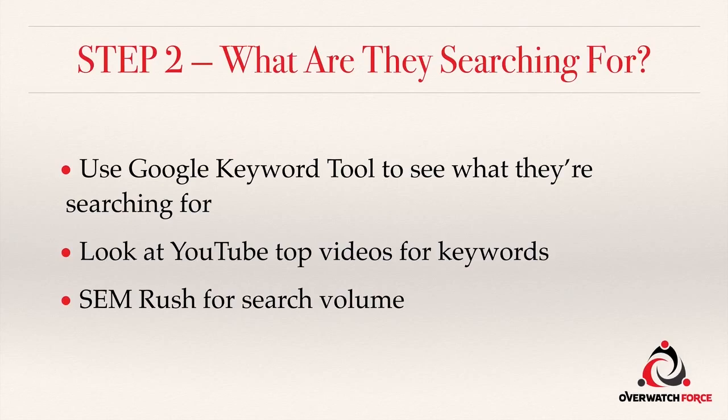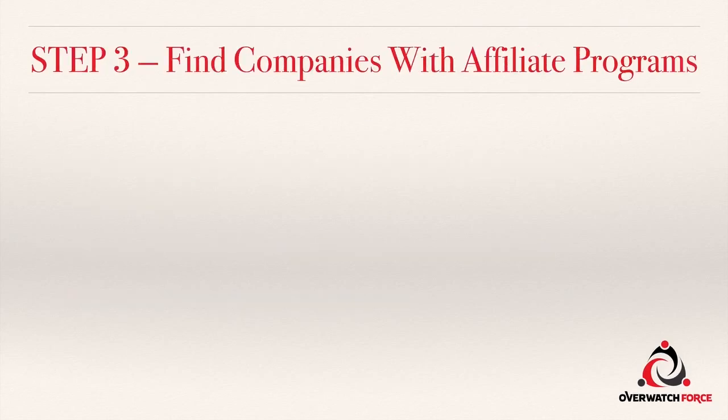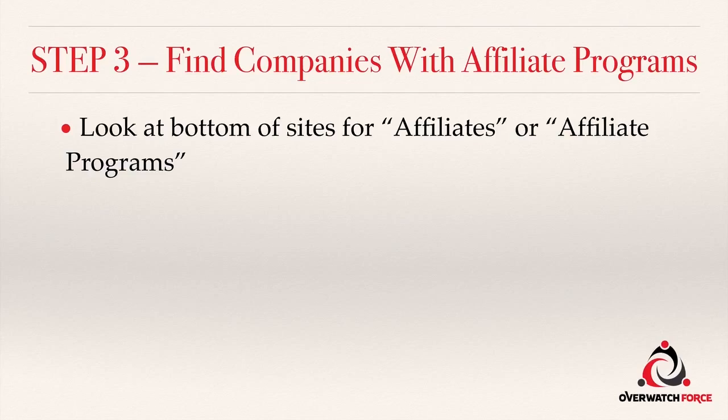Step 3, find companies with affiliate programs. Go to the bottom of the sites, okay, of your competitors and these different sites of these companies that you find, like the ab roller guy or whatever you happen to think your list will like. And look for affiliates. Look for a sign-up page. Look for the word affiliate at the bottom of the site, or affiliate programs, okay? And it could be a house program. It could be a network.